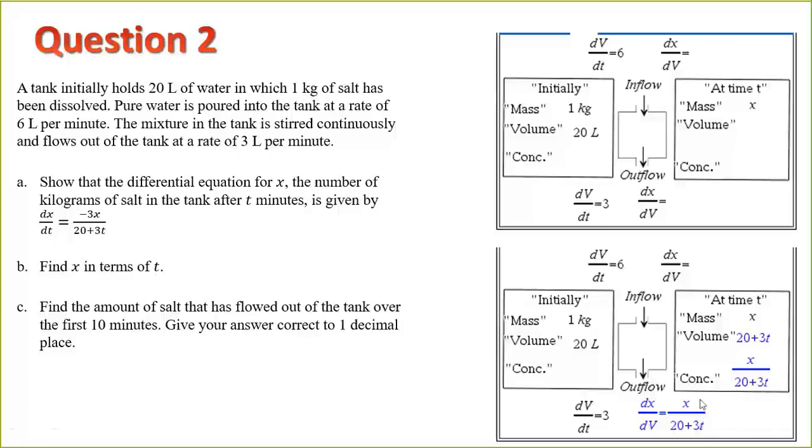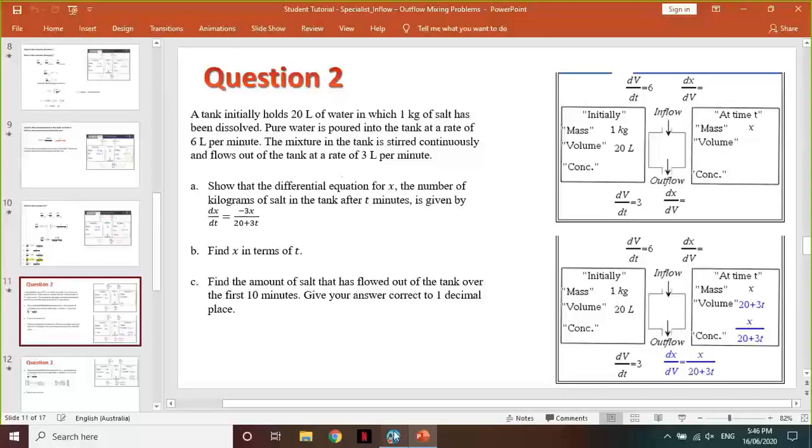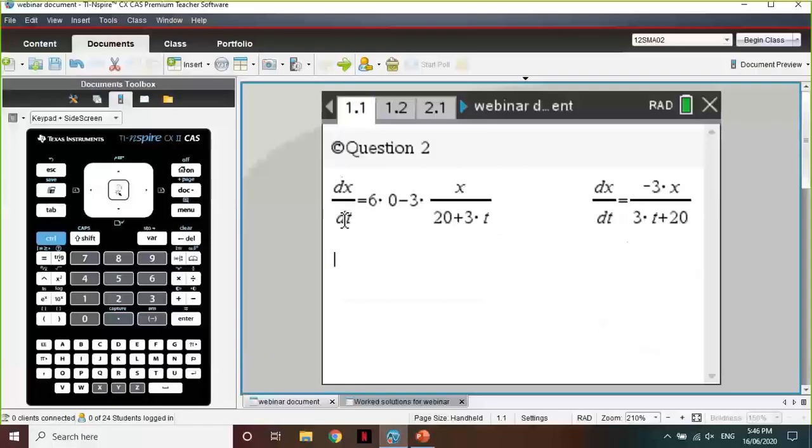And then our job is to take our inflow and outflow quantities and try and get our differential equation. So on the CAS, what we can do, apologies, for the dx/dt, 6 times 0 is our inflow quantity, minus our outflow quantity of 3 times x over 20 plus 3t, to get our DE that we're trying to show there.